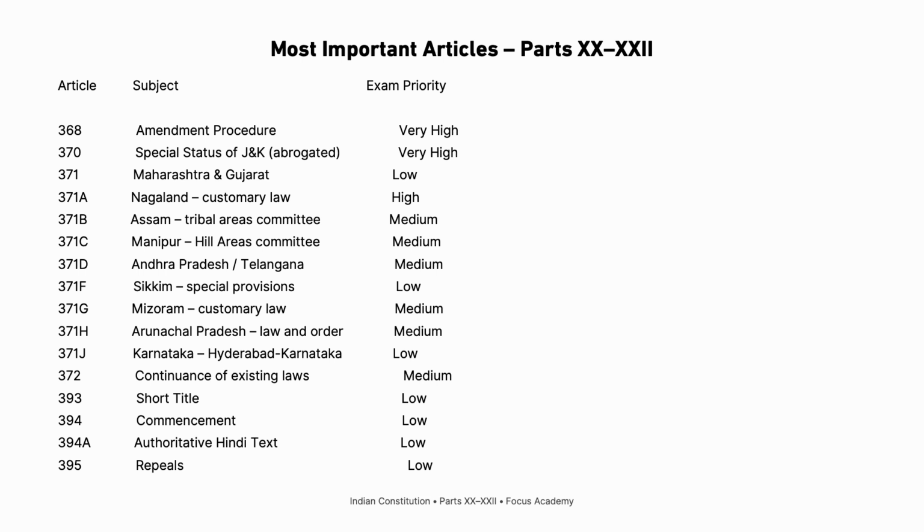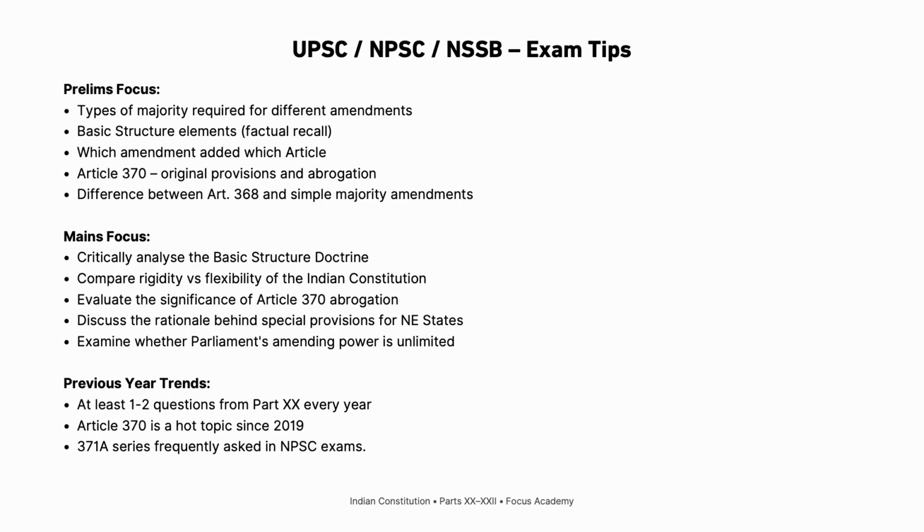Just for your understanding, I explained it. So again, prelims focus for this part.